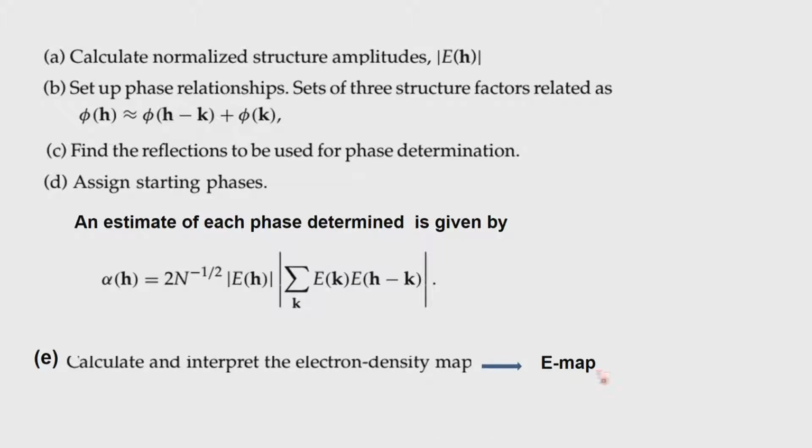The ease with which programming can be done using random number generators and so on is mathematically very simple, and therefore the computer programs which are available are extraordinarily fast. The computation is also fast because we use what is known as a fast Fourier algorithm, FFT, fast Fourier transform, and that FFT will make sure that your E maps are computed in very quick time. So once you have that, you calculate and interpret the electron density map, which is referred to as the E map. You will get the trial structure.